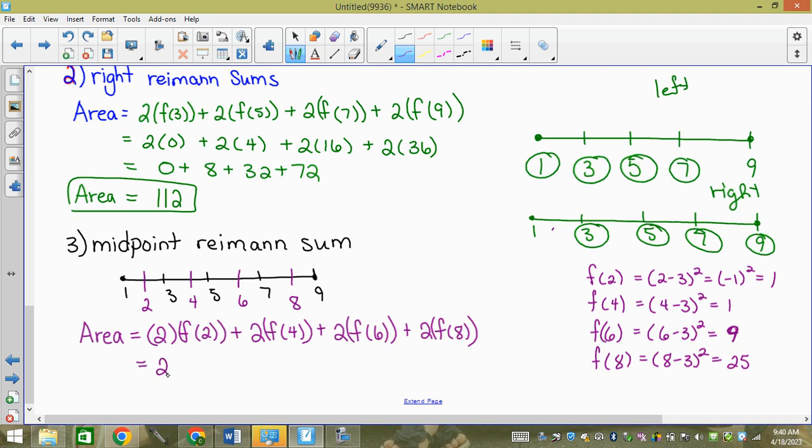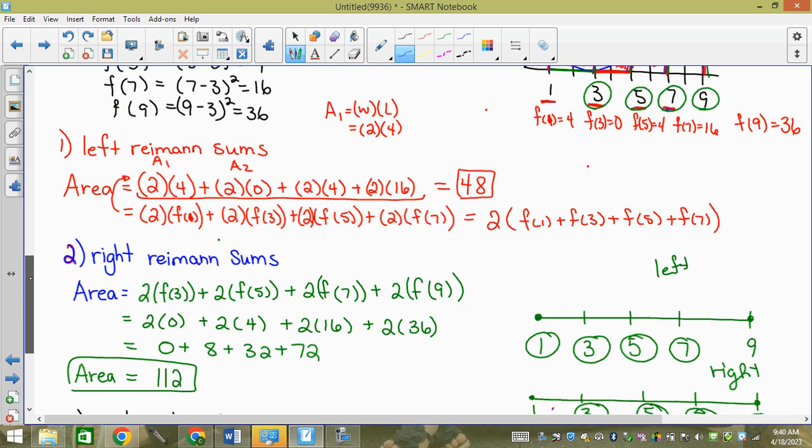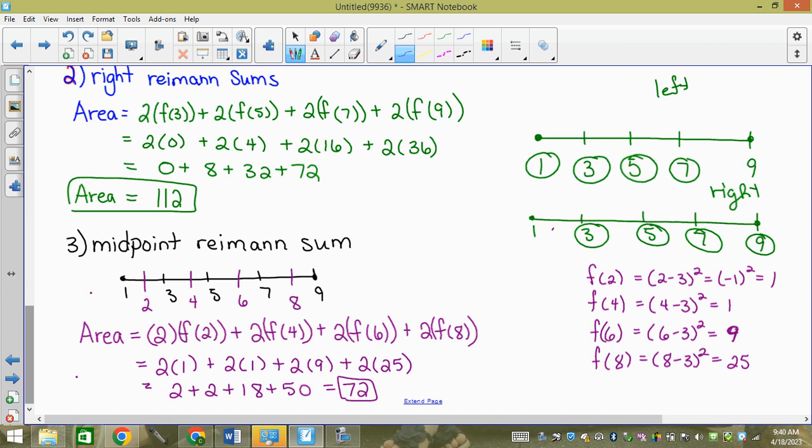So I get 2 times 1 plus 2 times 1 plus 2 times 9 plus 2 times 25, which gets me 2 plus 2 plus 18 plus 50. 72? So here we had left 48, right 118, midpoint 72, so it kind of falls in the middle, right? How do we find the actual one?